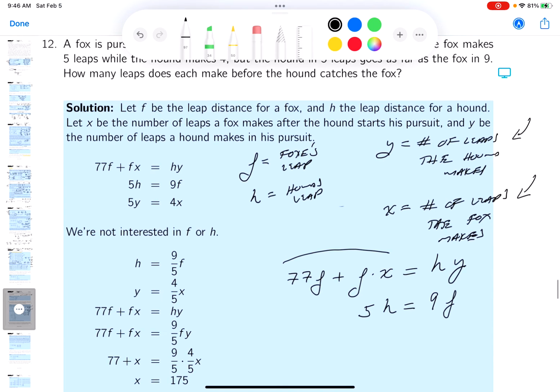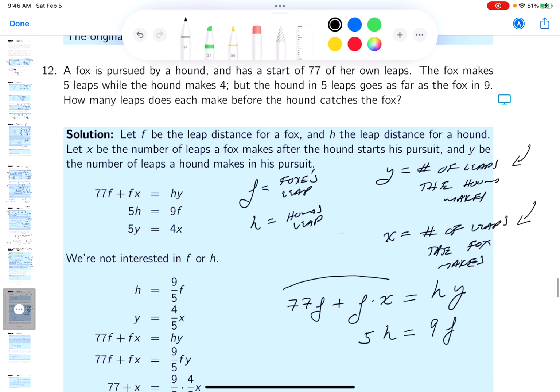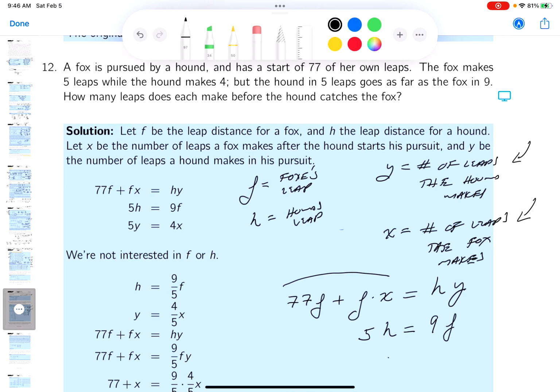Well, let me write this down then. So I've got to be careful here, right? The fox makes 5, and this is a rate problem for me.